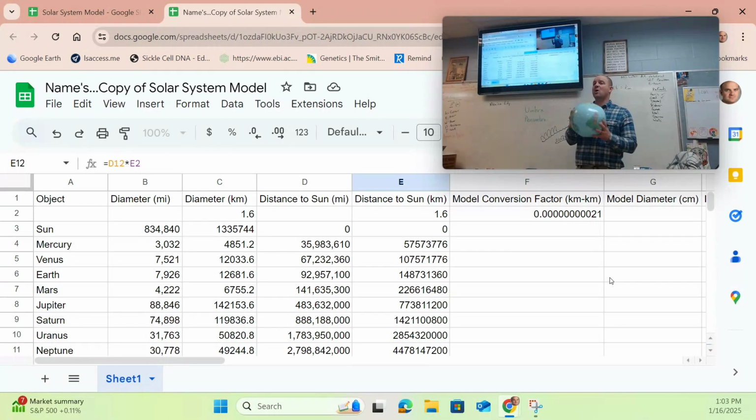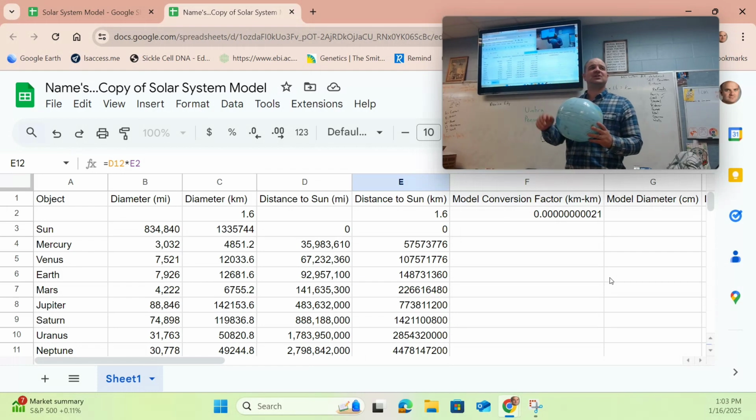Now, if I went any smaller than this, then the planet models would be so small they wouldn't be easy to handle. So this is kind of a happy medium. It's not perfect because making a scale model of the solar system is nuts, but we're going to do it anyway, okay? So this is going to be our sun.